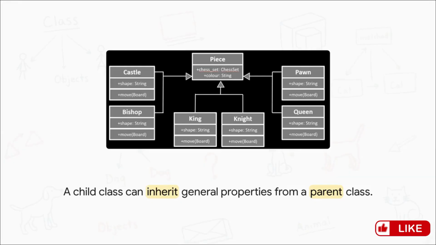This diagram of chess pieces is a perfect way to visualize it. You could have a general Piece class that defines properties common to all pieces, like having a color. Then more specialized classes, like Pawn, King, and Queen, can just inherit from that Piece class. They get the color attribute for free, and then they can go on to add their own unique rules for how they move.